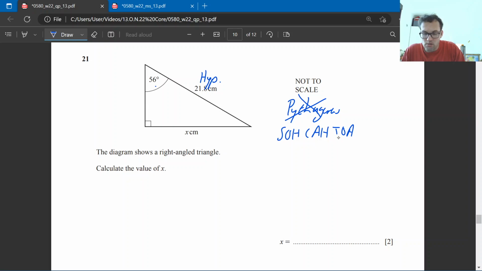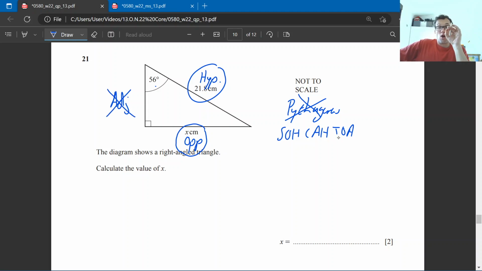Opposite the angle. That's the opposite. So right next to the angle, that must be the adjacent. Right, which ones are we using? Well, they want to know the opposite, and we've got the hypotenuse. They don't want to know the adjacent, and we don't have the adjacent, so that's not relevant. So it's O and H. O and H is the first ratio there.